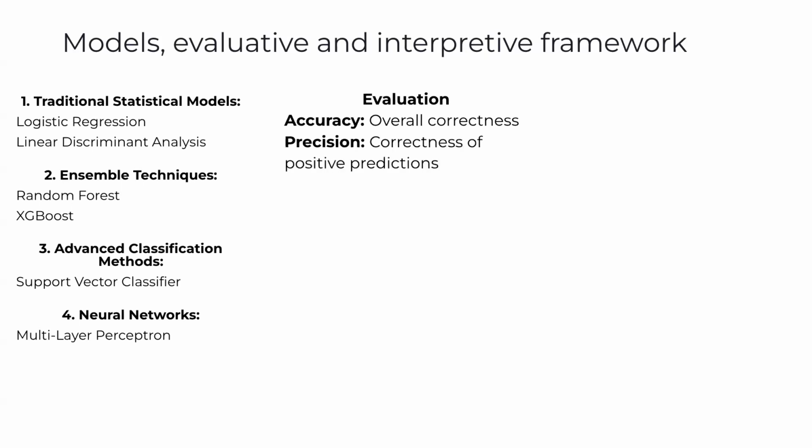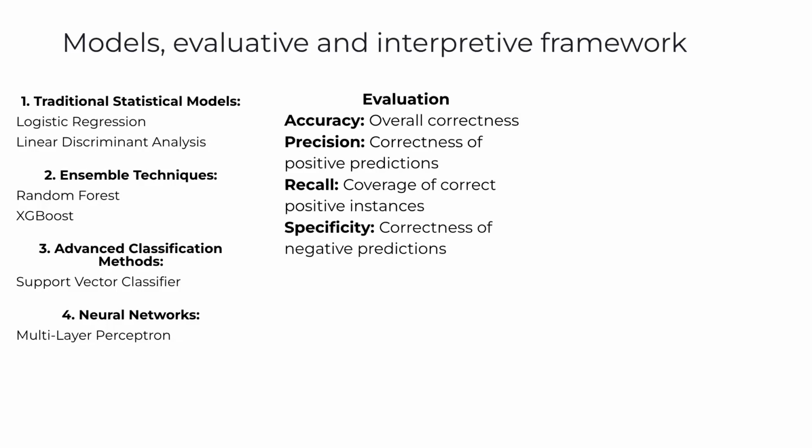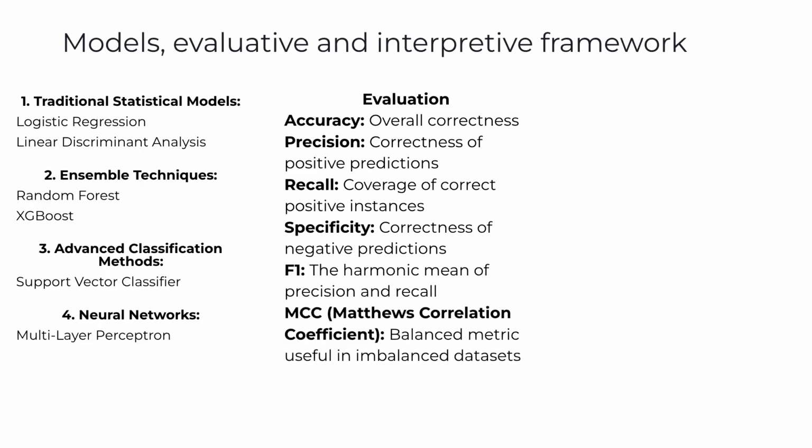the overall correctness; precision, the correctness of those positive predictions; recall, the coverage of correct positive instances; specificity, the correctness of the negative predictions. And when you think about me saying negative predictions, you should really think whether the model is accurately predicting non-responders. F1, which is the harmonic mean of precision and recall, and Matthew's correlation coefficient, which is a particularly balanced metric, useful in imbalanced data sets. So data sets in which your two different classes that you're classifying are very different in size.